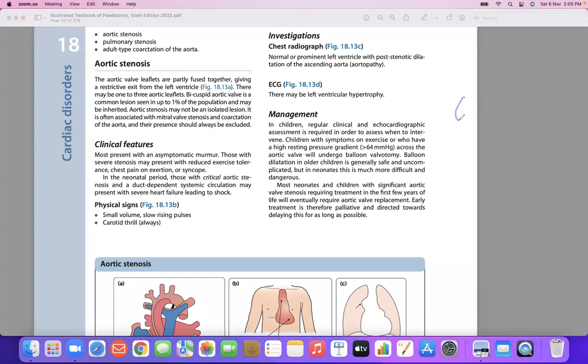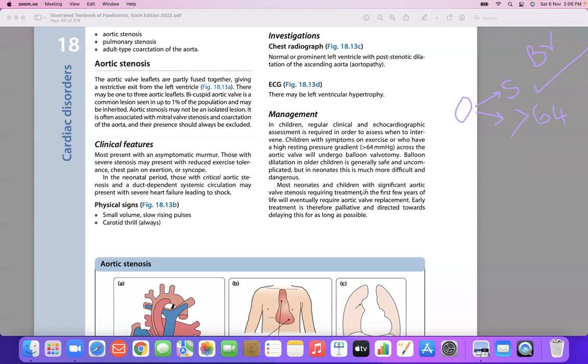If the child is an older child presenting to you with symptoms, or he has no symptoms, but when you do echocardiography, his pressure gradient is more than 64 mm of Hg across the aortic valve, you will go for intervention. The intervention is balloon valvuloplasty or valvulotomy, sorry, balloon valvulotomy. That means you're just dilating with a balloon and opening the valve, removing the stenosis.